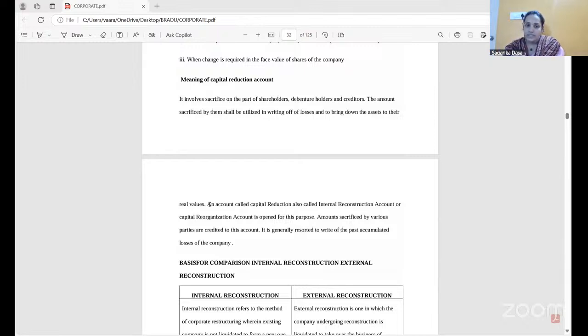They are sacrificing just to write off our losses, to have a balance between the assets and the liabilities. These values have been reduced. An account called capital reduction account, also called internal reconstruction account or capital reorganization account, is opened for this purpose. Like in amalgamation and absorption, we created a realization account, in the same way, in case of reconstruction, a capital reduction account or internal reconstruction account or capital reorganization account will be prepared.